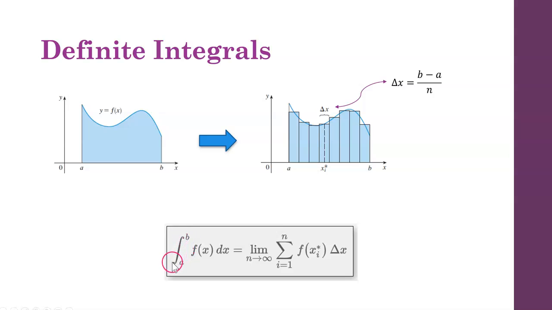So we use this elongated s for our integral, and there would be 2 limits on this integral. The bottom number would be the lowest part of that subinterval, and the top number would be the upper end of that subinterval. And we're doing that for the function f of x. That's the function I want to find the area for. And the dx tells me what my independent variable is. So if we had multiple variables, it tells me x is the independent variable.